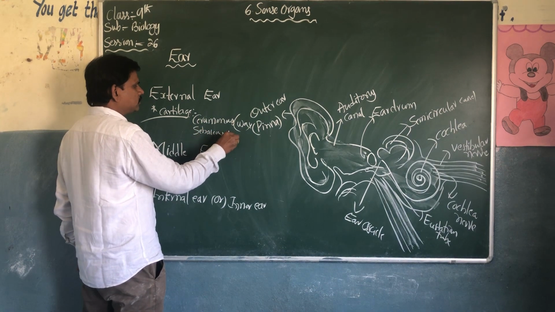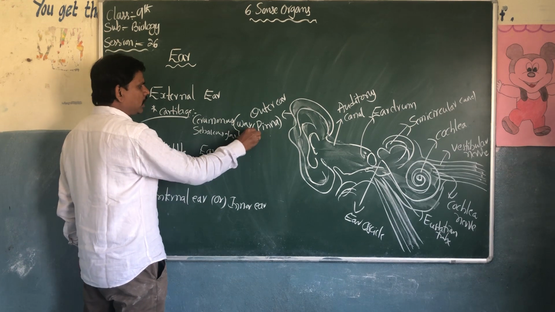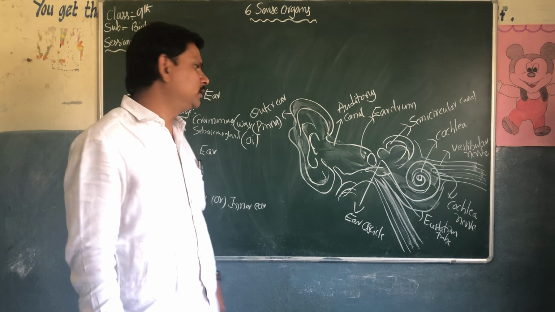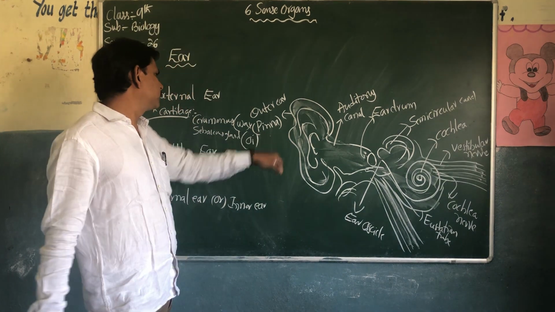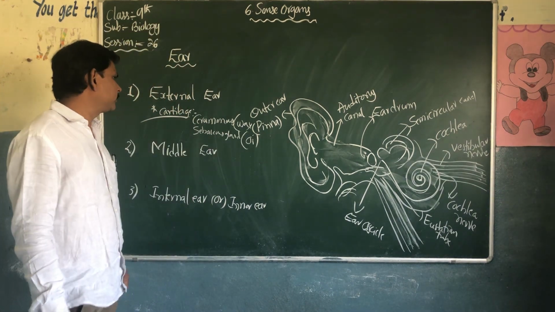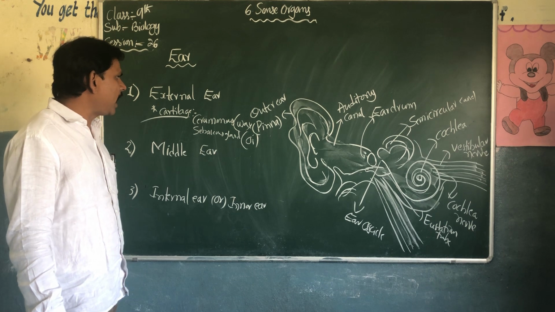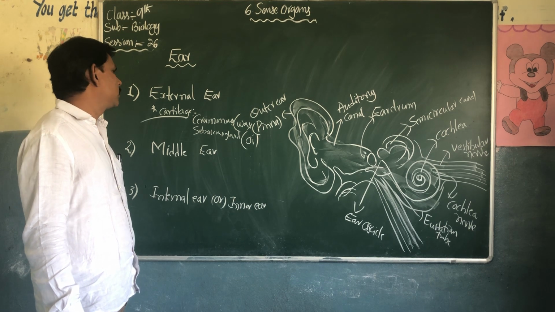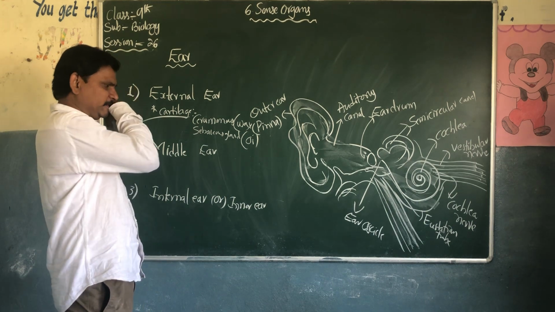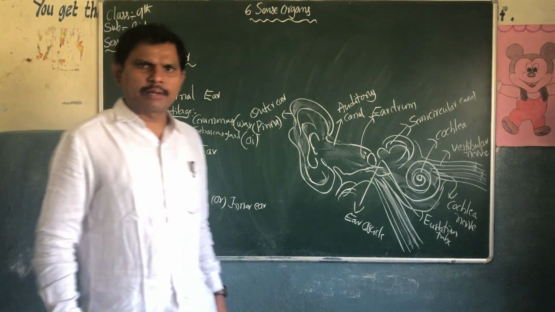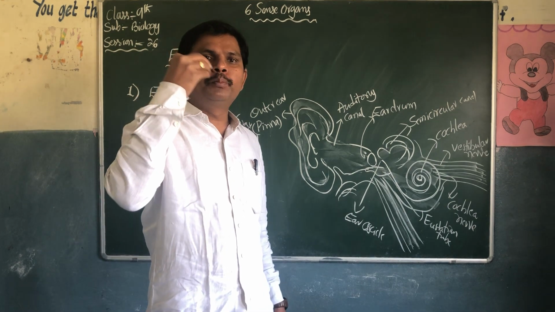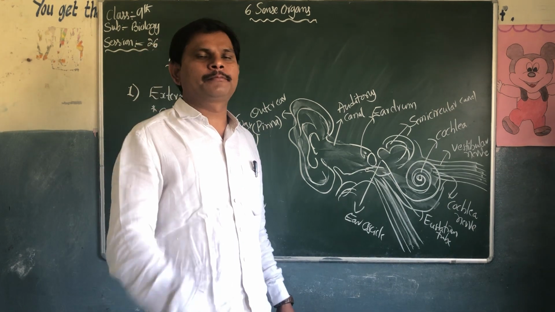Sebaceous glands produce oil. So we can see there are two glands in the external ear: the ceruminous and sebaceous glands. The ceruminous glands release wax and the sebaceous glands release oil. What is the use of this wax and oil? They always lubricate the ear.